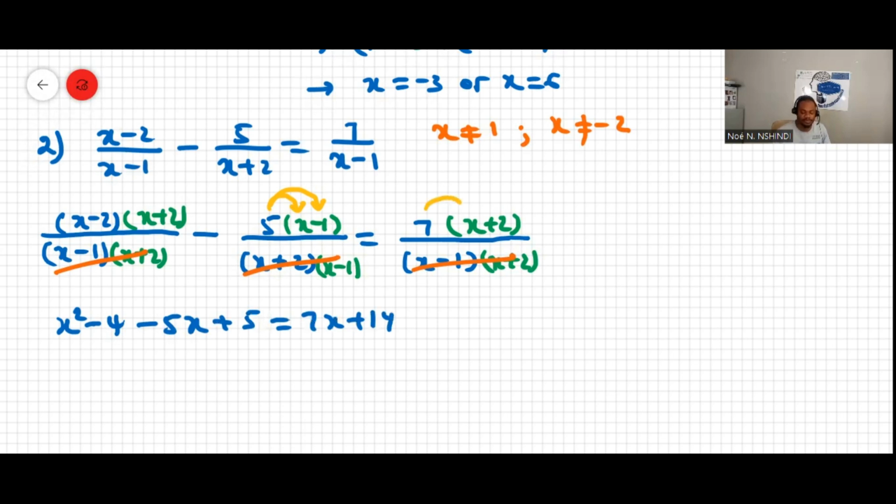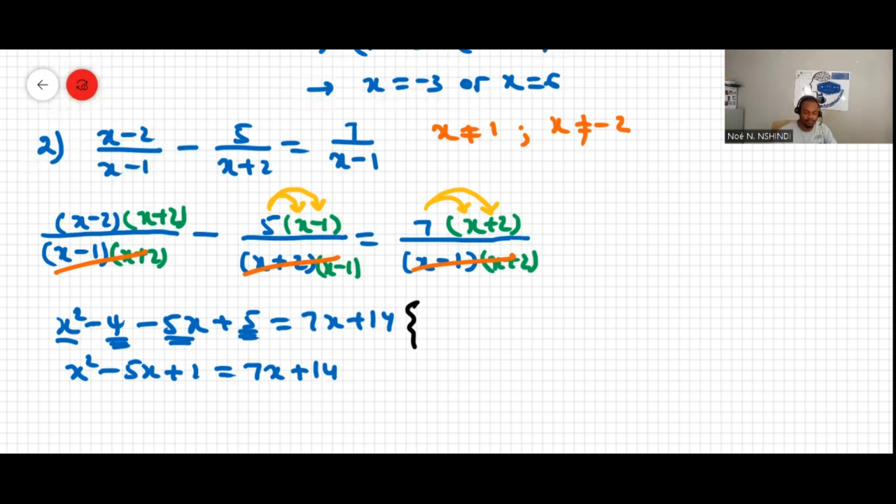Then we can simplify. On the left hand side we have x squared. That's the only term with x squared, and then we have negative 5x. That's the only term with x. And then negative 4 plus 5 makes positive 1. And then there's 7x plus 14.